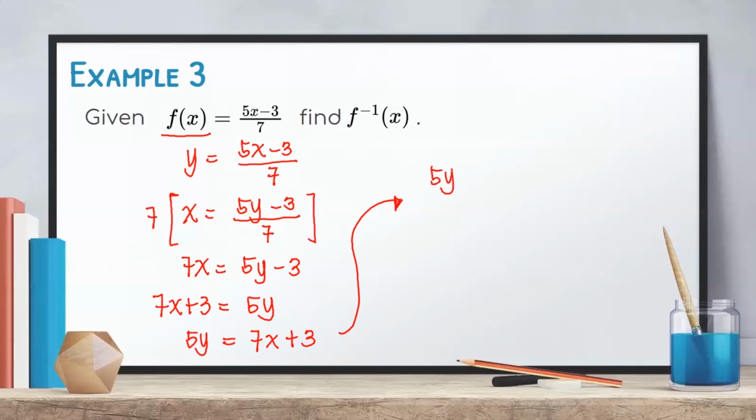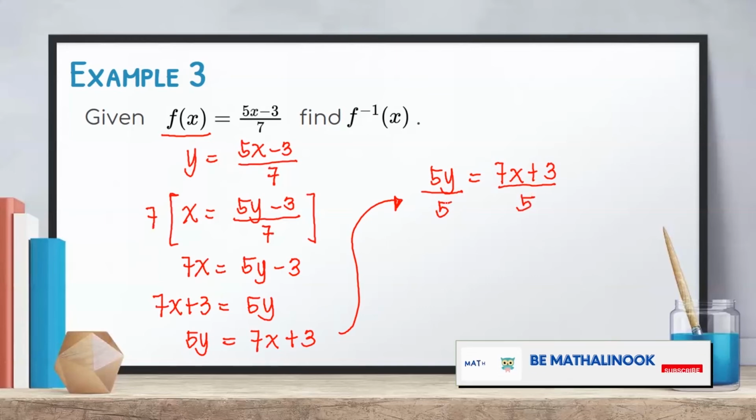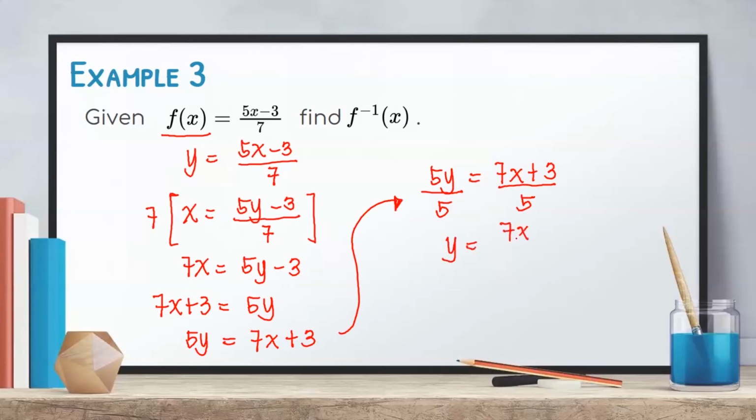Since the numerical coefficient of y is not equal to 1, we need to eliminate it by dividing the whole equation by that numerical coefficient. So we need to divide both sides of the equation by 5. So 5 divided by 5 is equal to 1. So we will have y equals 7x plus 3 all over 5. Finally, write y as inverse of the function. So the inverse of the function f of x is equal to 7x plus 3 all over 5.